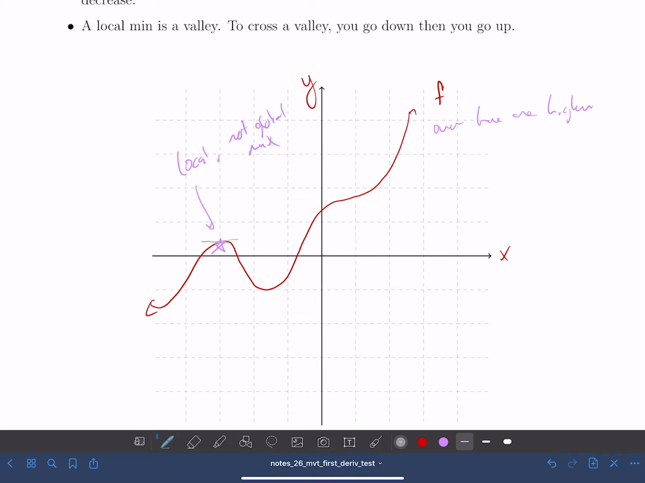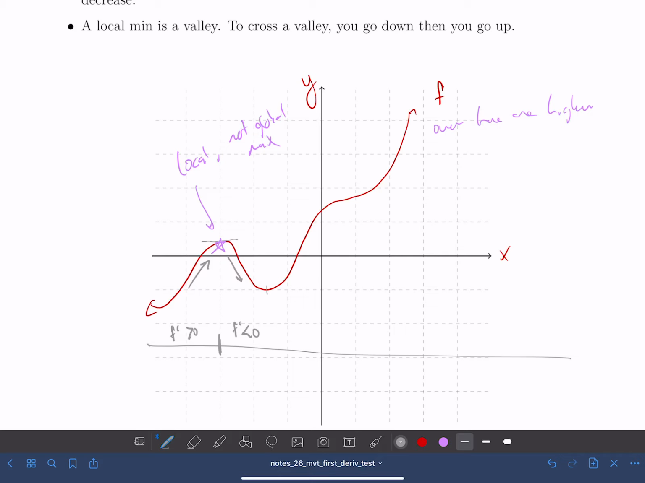And we were increasing and then decreasing. So if we were to put another copy of the number line down here, right here, f prime is positive, and here f prime is negative.